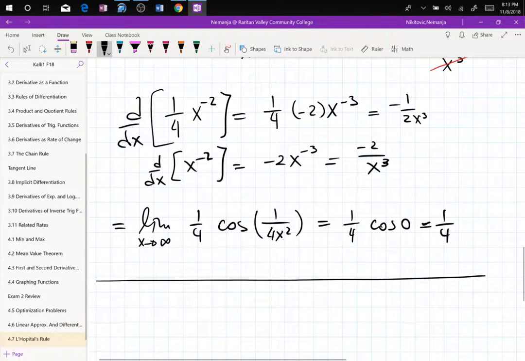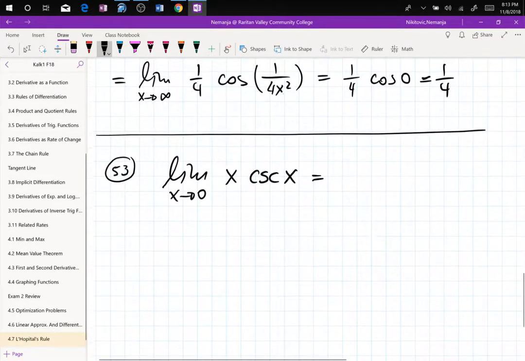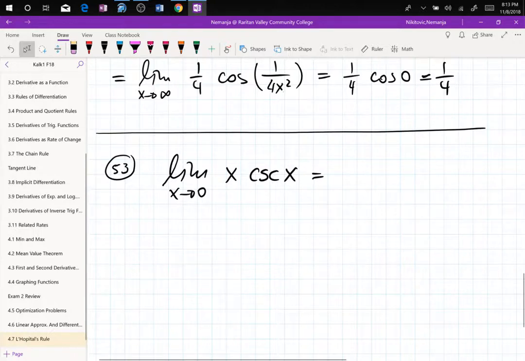You like trig, right? So, problem 57 from the new textbook. No, 53. Says limit x goes to 0 of x cosecant x is equal to what? There you go. Have fun.